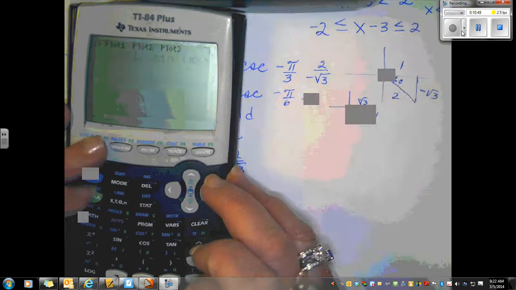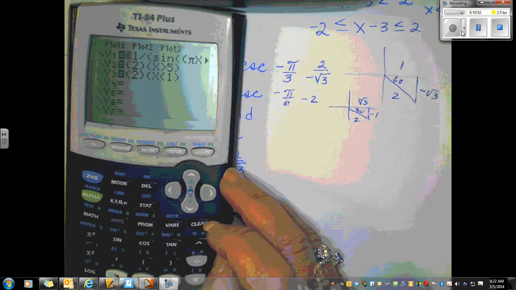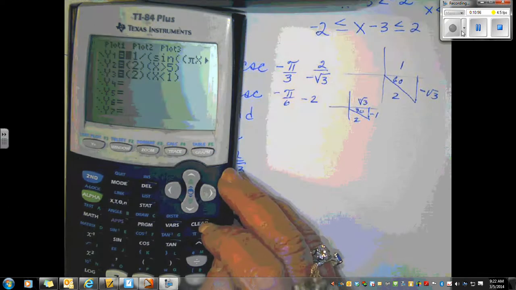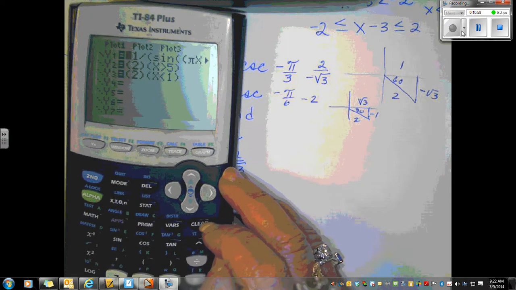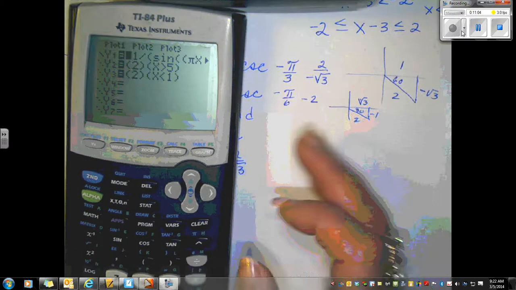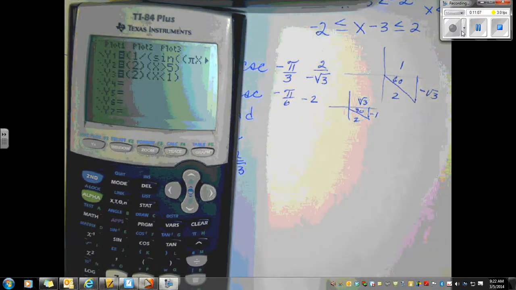All right, let's graph it. I'll show you how to graph it. Now, on your calculator, you can graph piecewise if you didn't know it. Because some of you, I guess, didn't know it. Okay, first thing is, anything you graph in piecewise, you have to put in parentheses.